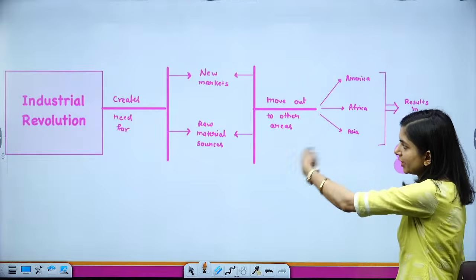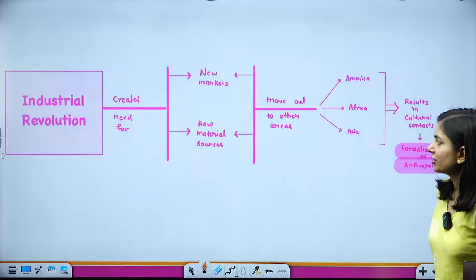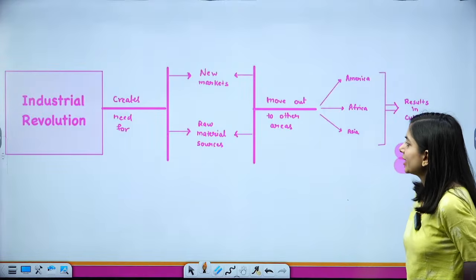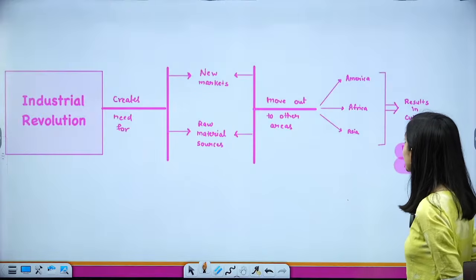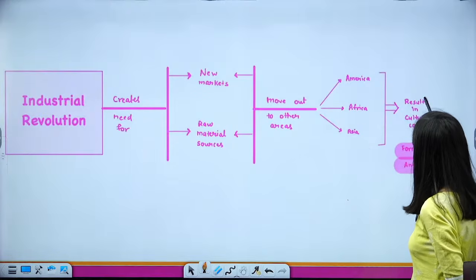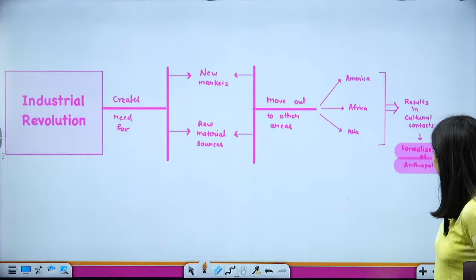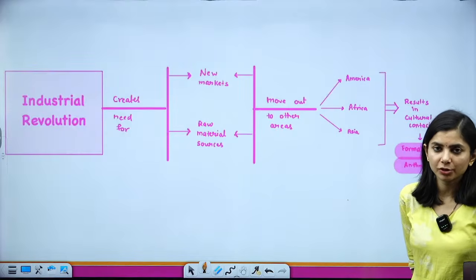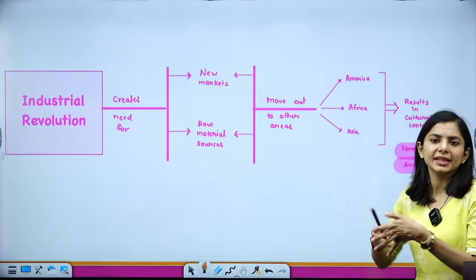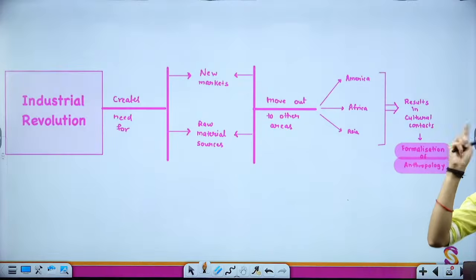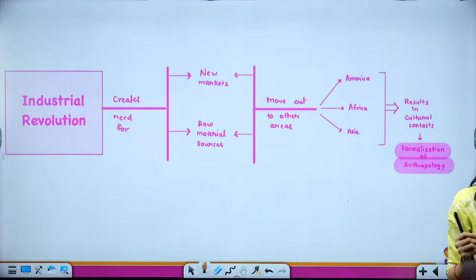Okay, frame this diagram also. Industrial revolution creates a need for the new market and raw material sources that move out to other areas, Africa, America, Asia, and it results in the cultural contact, which is called the formalization of anthropology. Okay, so frame this diagram. This is the additional diagram that would help you to understand colonialism. So frame this.